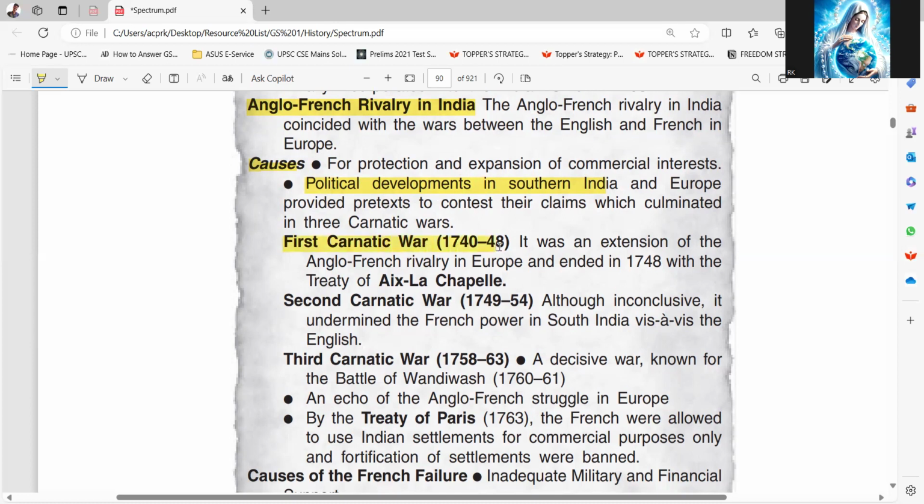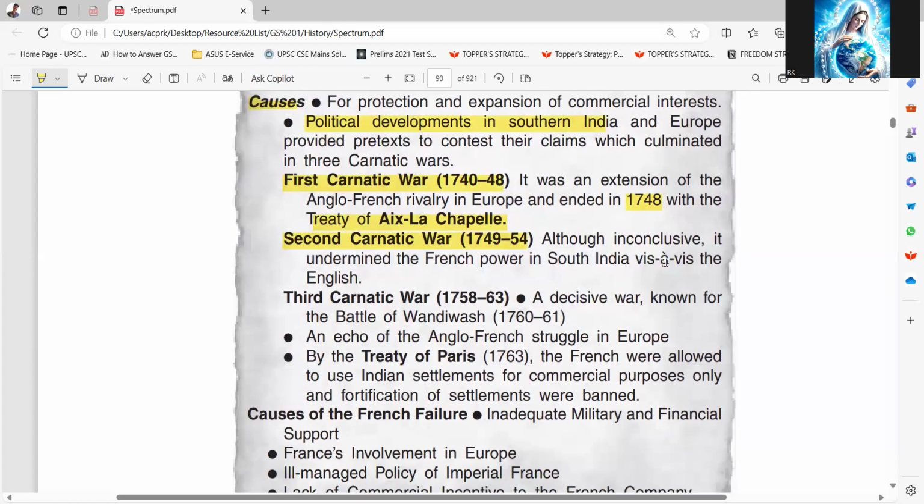First Carnatic War, 1740 to 48. It was an extension of the Anglo-French rivalry in Europe and ended in 1748 with the Treaty of Aix-la-Chapelle. Second Carnatic War, 1749 to 54. Although inconclusive, it undermined the French power in South India vis-a-vis the English.